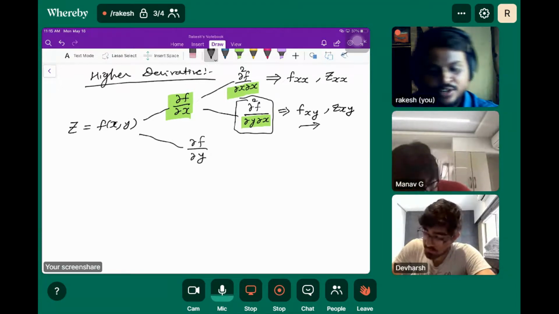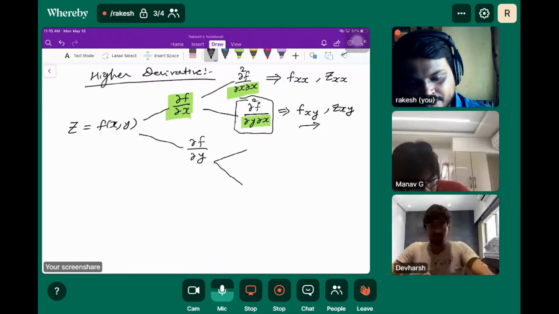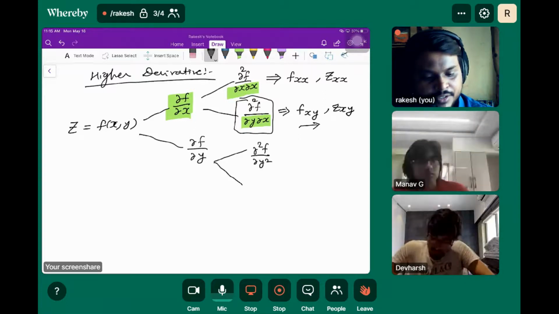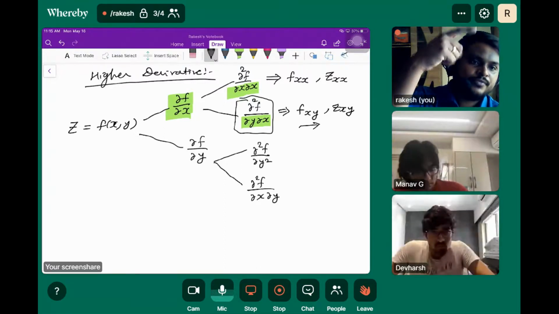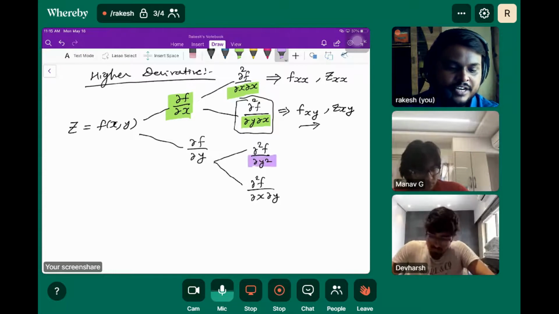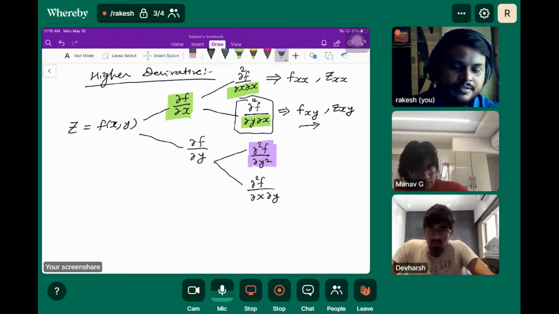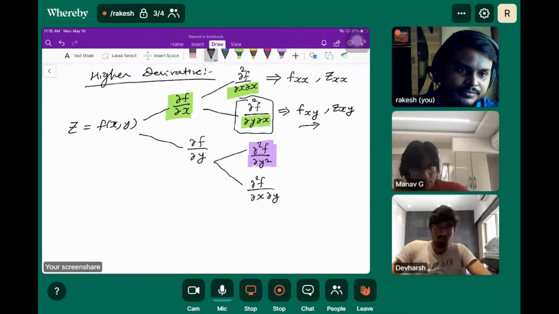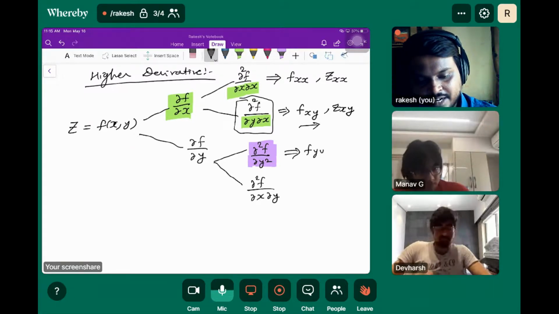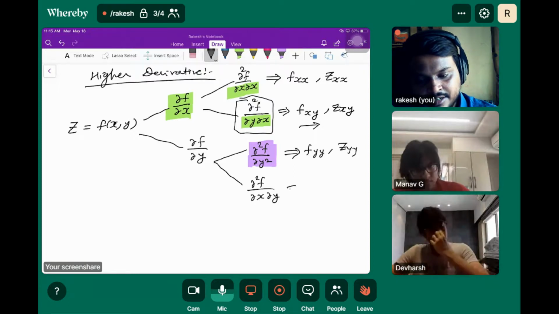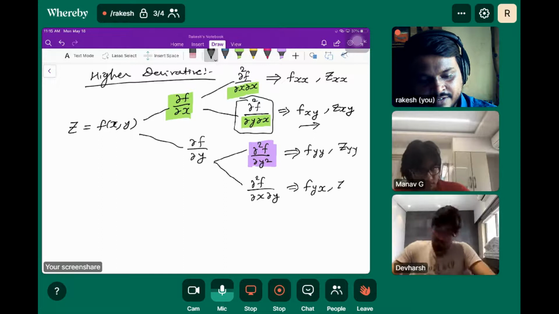Okay, now again we can differentiate this part with respect to either y or x. So we can write the square also like this. We used to write that while in IB also, right? Okay, and this can be written as f of yy, zyy, f of yx, zyx.